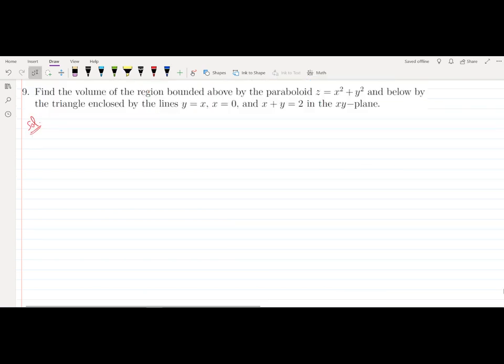Another application problem, problem number 9, finds the volume of the region bounded above by the paraboloid z equal x squared plus y squared, and below by the triangle enclosed by the lines y equal x, x equal 0, and x plus y equal 2 in the xy plane. As you know, we can find the volume using two different methods, either double integral or triple integral. And since we took two problems of double integral before, let's solve it using triple integral.